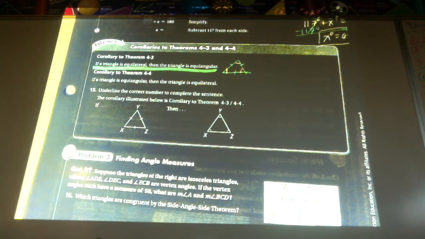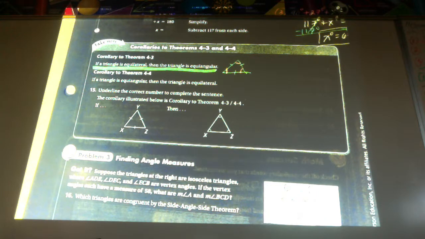Based upon what we knew from the isosceles triangles yesterday, if two sides of a triangle are congruent, then the angles opposite them are congruent. This one follows right along with that. If three sides of a triangle are congruent, then the angles opposite those sides are congruent. And then the second corollary: if a triangle is equiangular, then the triangle is equilateral.